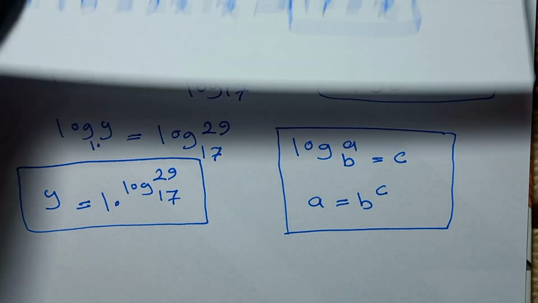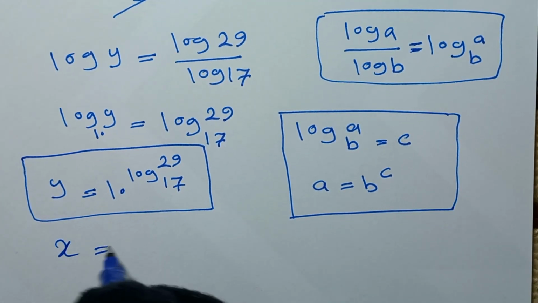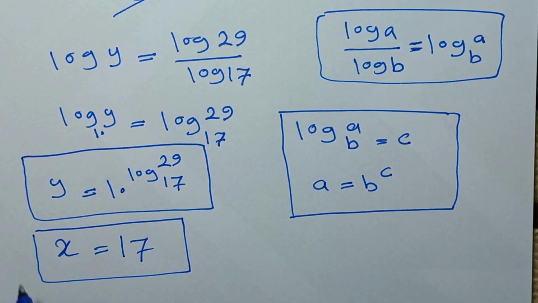Also, x is 17. So we are writing here, x is equal to 17. And we find the values of x and y.